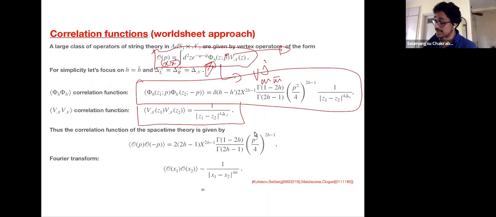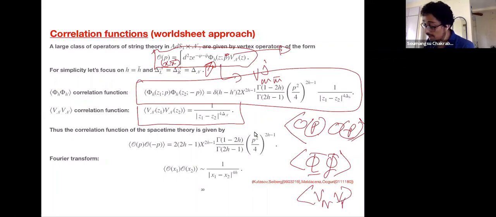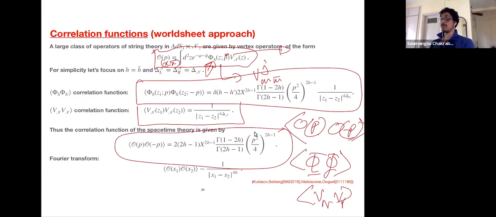Once you take this O_P, O_minus_P correlation function, that will imply calculating phi times V, V, V_n. You do this z integral, and all you get is this expression. This is all we know from our CFT2 literature. The 2-point function in a CFT2 takes this form, and in position space it's given in this way.